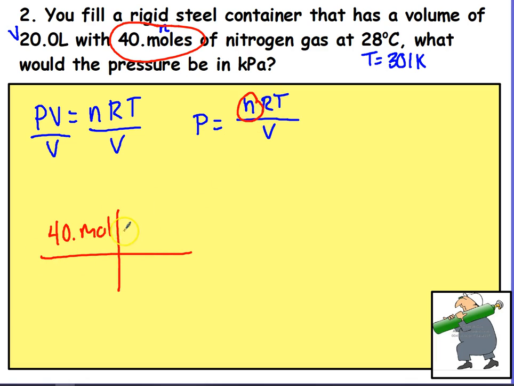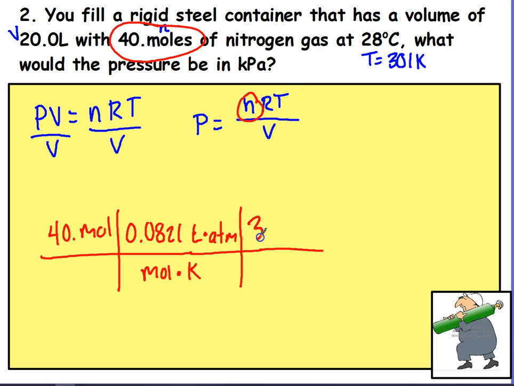Times R. R again is 0.0821 liters times atmospheres divided by moles times Kelvin, times the temperature, which is 301 Kelvin, divided by the volume. Again, I can put the volume here or I can put it here because I'm just plugging them in. I am not converting. So I'll put it here: 20.0 liters.